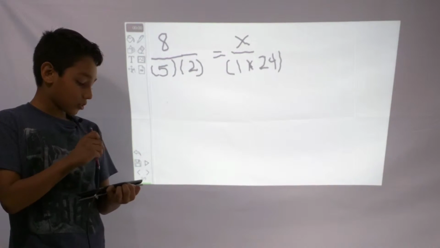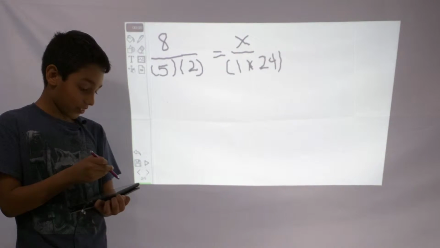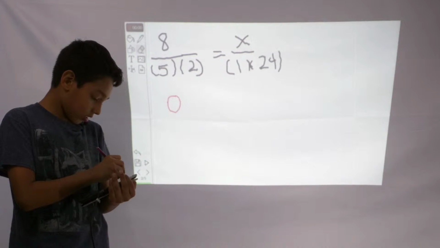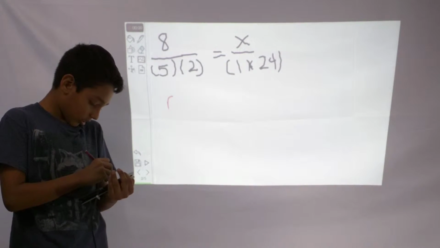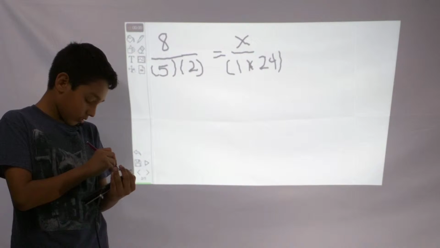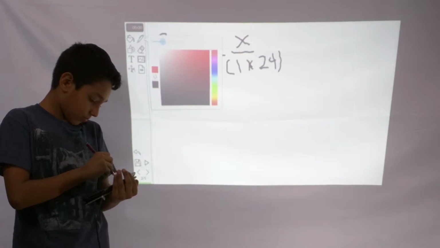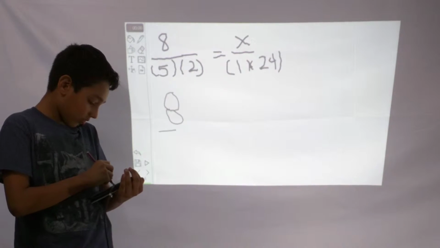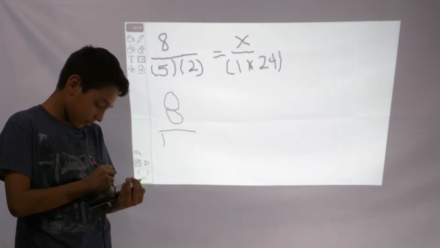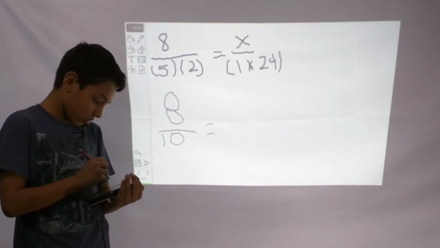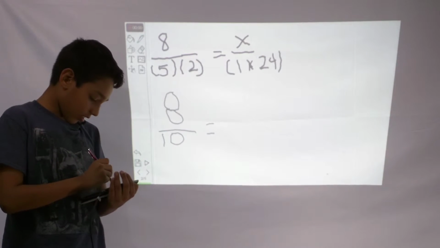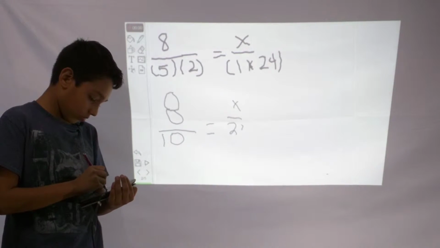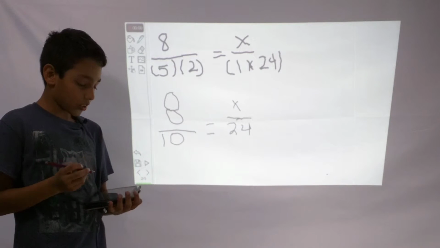So now we can cross multiply, or no, we simplify first. So you have 8 over 5 times 2, which is 10, which equals x over 24, since 1 times 24 is 24.